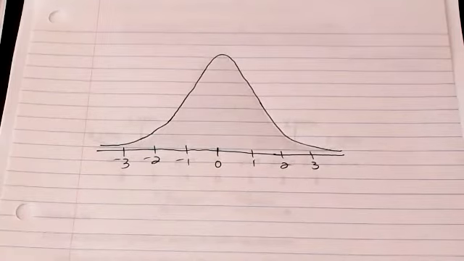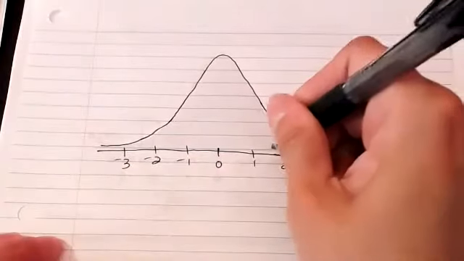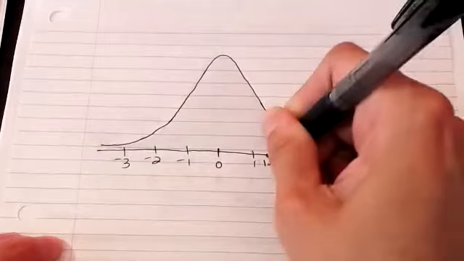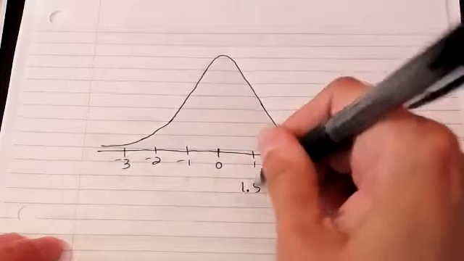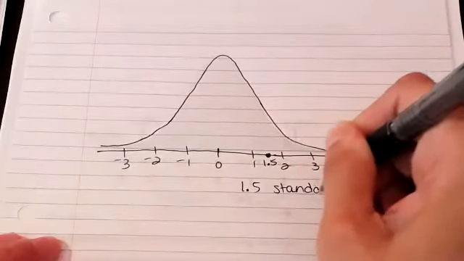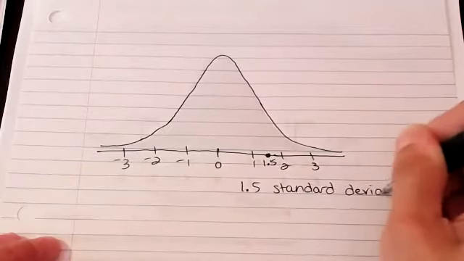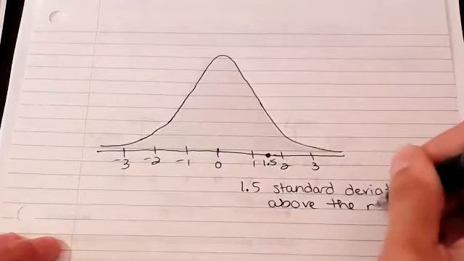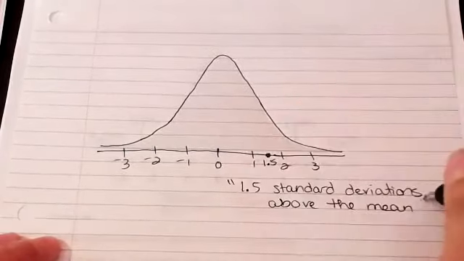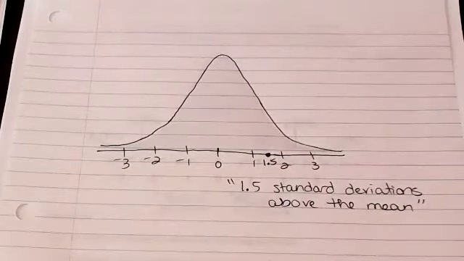These values, -3, -2, -1, 0, 1, 2, 3, are essentially placeholders. So we're normalizing our data and we have placeholders here. How we describe this, for instance, I'm just going to plot this point here, and I'm going to call that a value 1.5. That value 1.5 means 1.5 standard deviations above the mean. That's what that means.